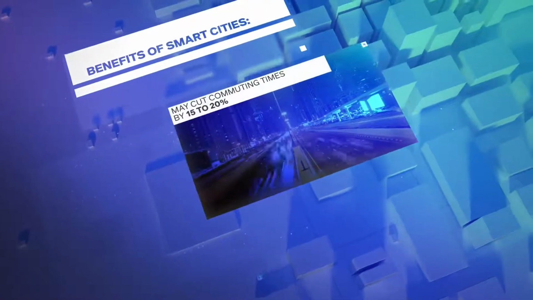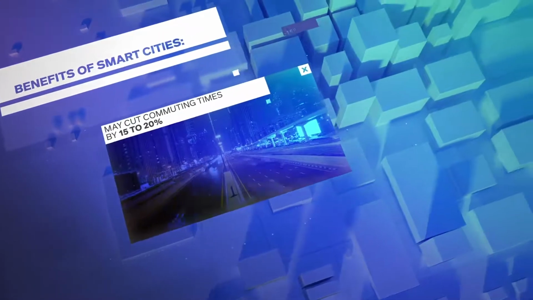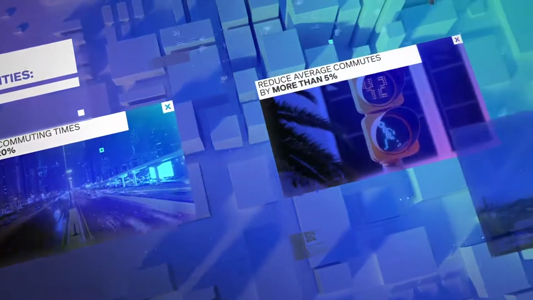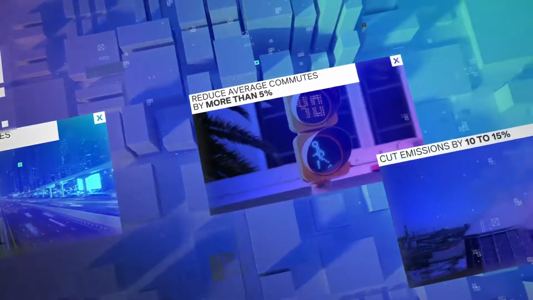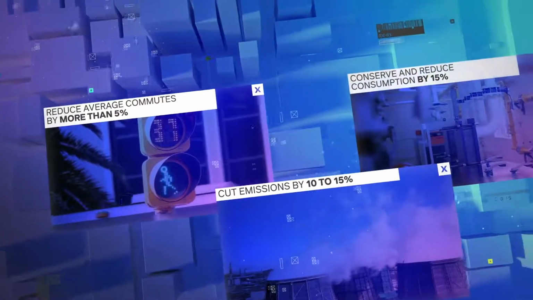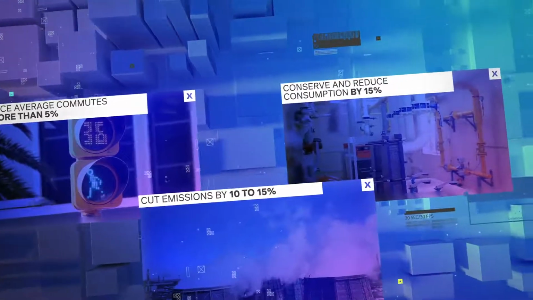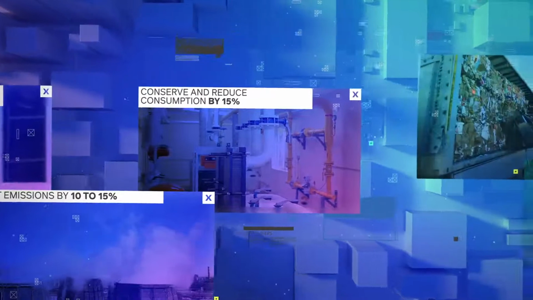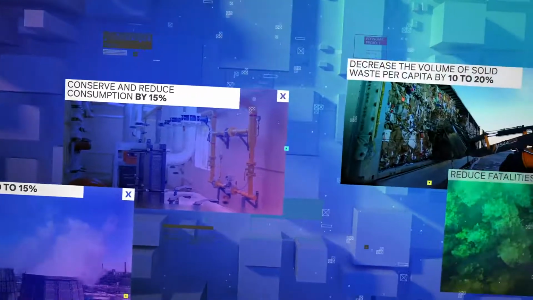By 2025, cities that deploy smart mobility applications may cut commuting times by 15 to 20%. The intelligent syncing of traffic signals has the potential to reduce average commutes by more than 5%. Applications could cut emissions by 10 to 15%. Water consumption tracking can encourage people to conserve and reduce consumption by 15%.